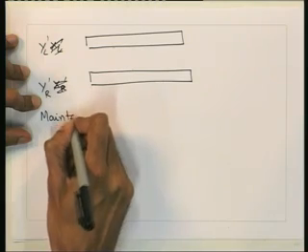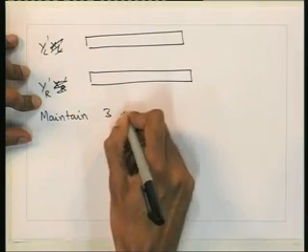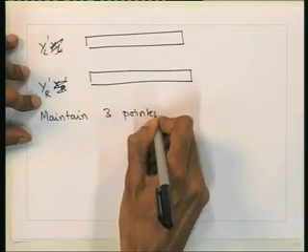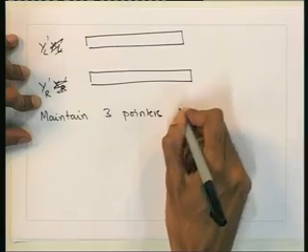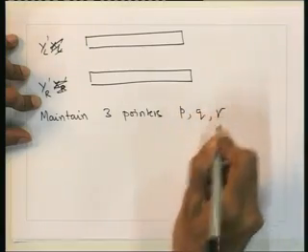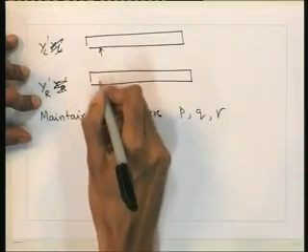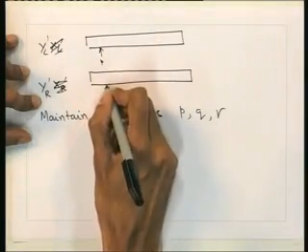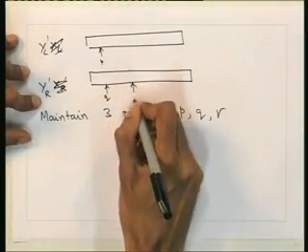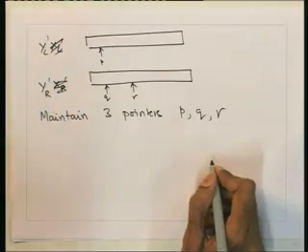So maintain 3 pointers. Let's say P, Q, and R. P will point to something there. That's P. Q and R will be pointers to YR prime.